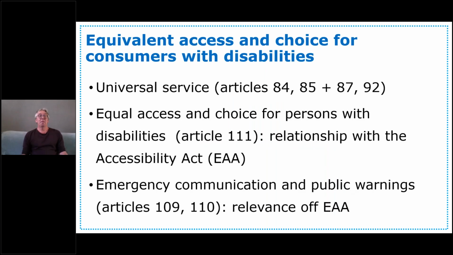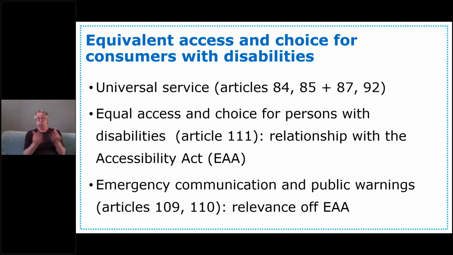Okay, so we continue with the second part, which is more focused on the aspects of the code that are specific to persons with disabilities, to ensure that we have equal right to access and also equal choice to different services as persons without disabilities. In this part of the presentation, we will cover universal service. First, notice that we have article numbers next to the points that we mention. This is just to help you, if you would like to refer to the code later, to know where to find the relevant parts, because the code is quite a large document and sometimes things can be difficult to find.